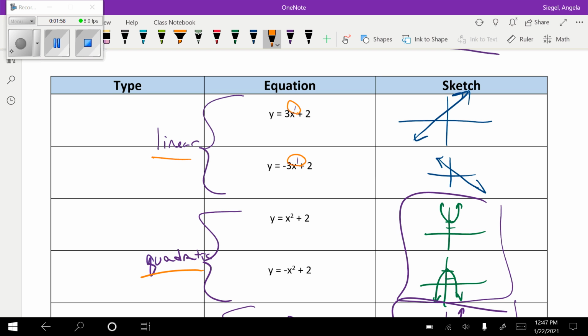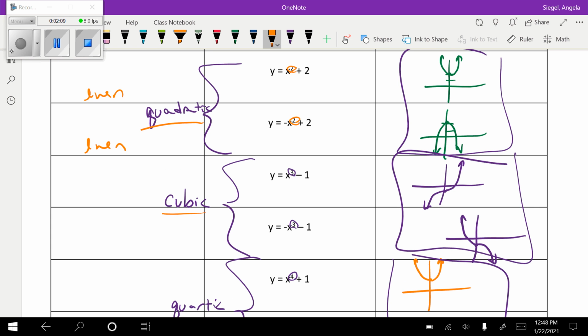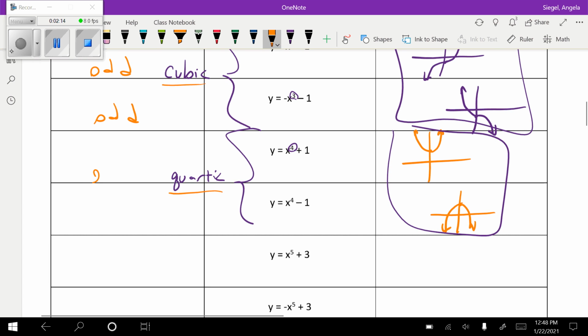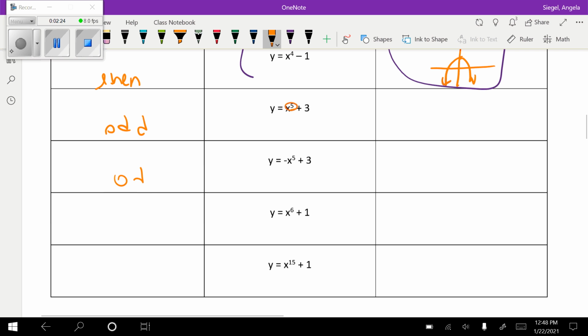So I'm going to look at this, and the type is going to be an odd function. Same thing with this one. But these, because they're 2's, are going to be even functions. The 3's are going to be odd functions. The 4's are going to be even functions. The 5 is going to be odd. The 6 is going to be even. And the 15 is going to make it an odd function.